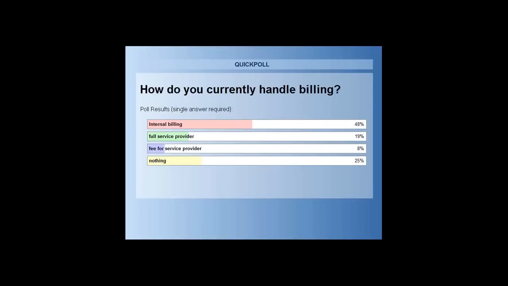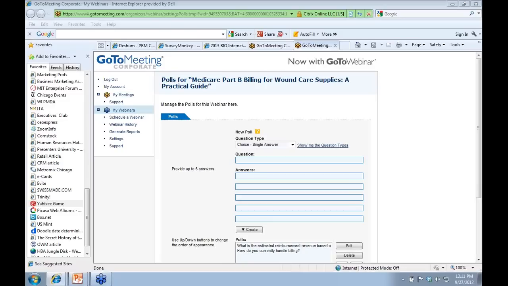So as you can all see, we have a few favorites here. Internal billing seems to be our number one in terms of what most facilities are doing today, followed by nothing. And I think those are both amazing extremes, and I know that this is something to which Amanda is planning to speak in a moment.